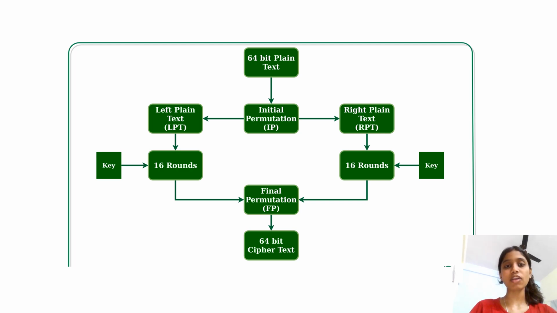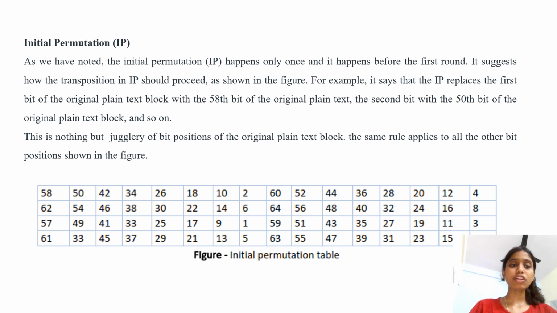As we have noted, the initial permutation happens only once, before the first round. It suggests how the transposition of the plain text should proceed, as shown in the figure. For example, the initial permutation replaces the first bit of the original plain text block with the 58th bit of the original plain text. The same rule applies to all other bit positions shown in the figure. This is nothing but a juggling of the bit positions of the original plain text.